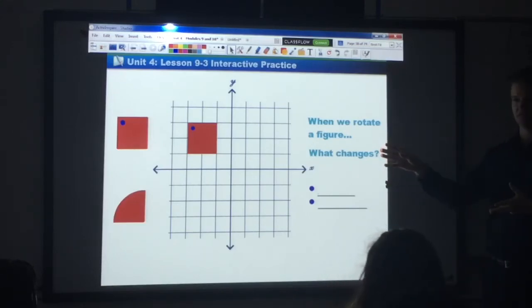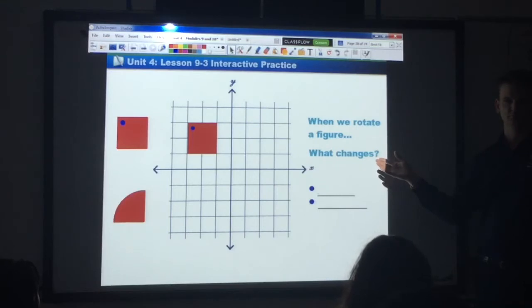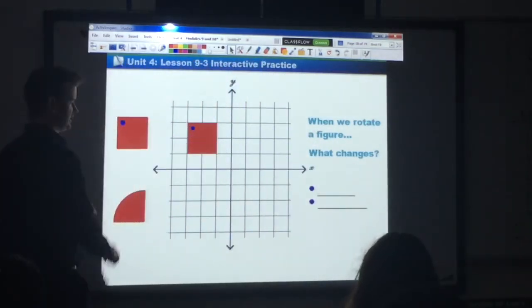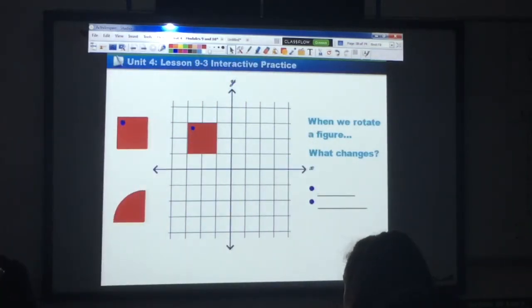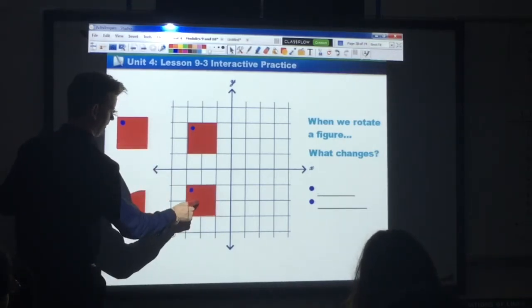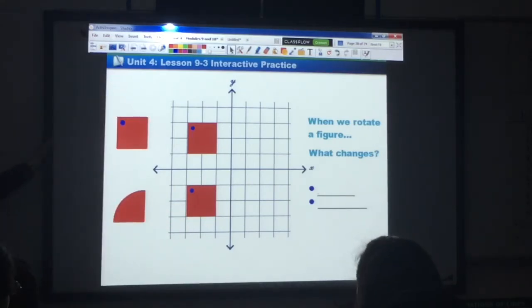So if I want to take this figure, you guys give me a rotation. What do you want to see? How many degrees? 90 degrees counterclockwise. So if I'm going 90 degrees counterclockwise, should I end up in quadrant 1, quadrant 3, or quadrant 4? Quadrant 3. So I'm in the right quadrant. I'm in the right spot. But what's wrong? The dot. The position's good. The orientation's wrong.